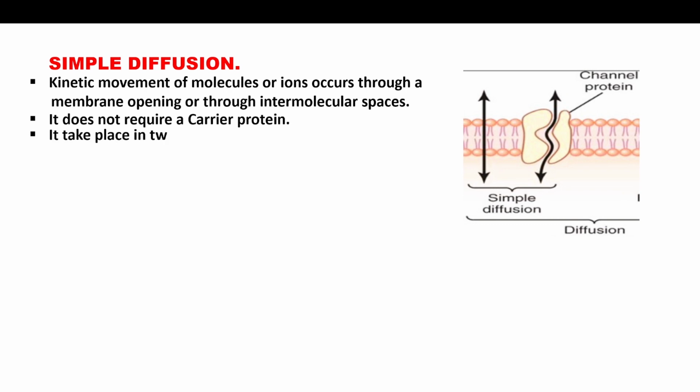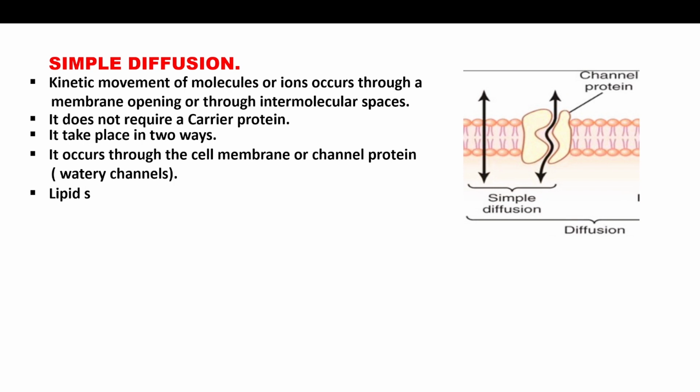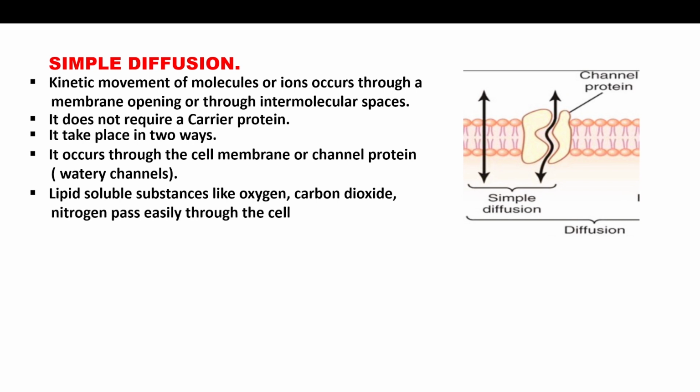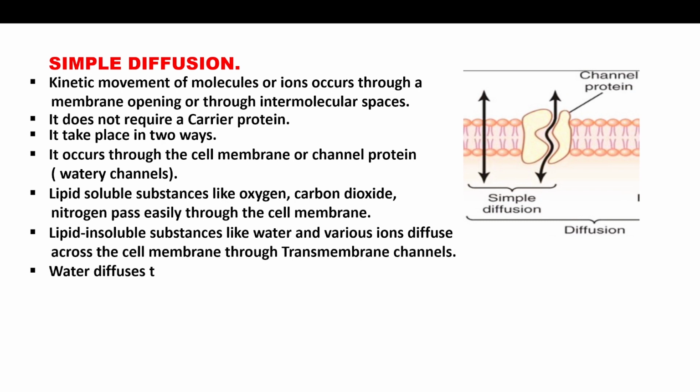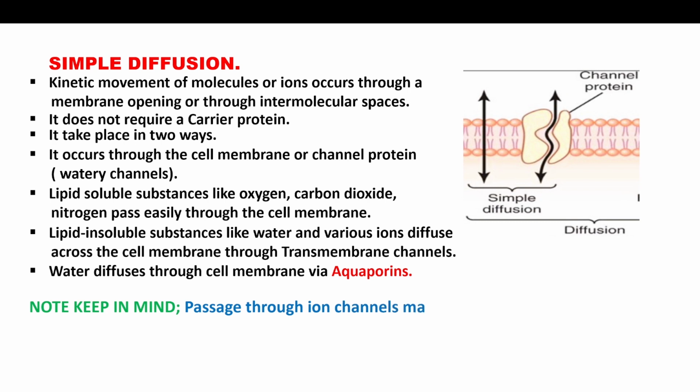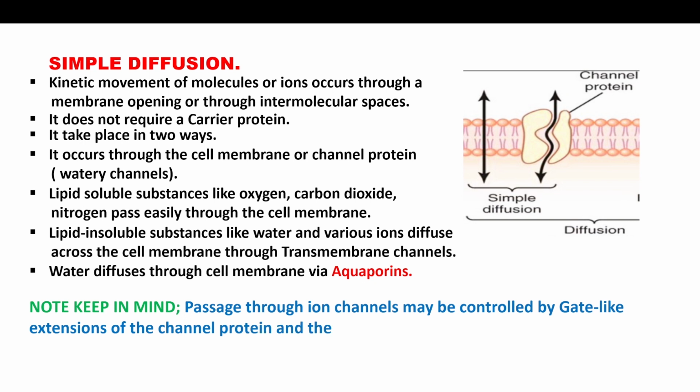It takes place in two ways. It occurs through the cell membrane or through channel proteins, watery channels. Lipid-soluble substances like oxygen, carbon dioxide, and nitrogen pass easily through the cell membrane. Lipid-insoluble substances like water and various ions diffuse across the cell membrane through transmembrane channels. Water diffuses through the cell membrane via aquaporins. Note, keep in mind, passage through ion channels may be controlled by gate-like extensions of the channel protein, and the channels are called gated channels.